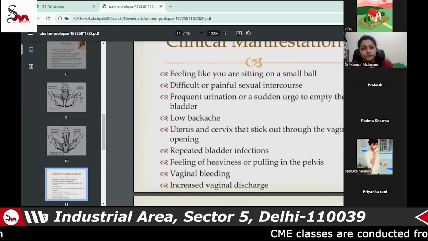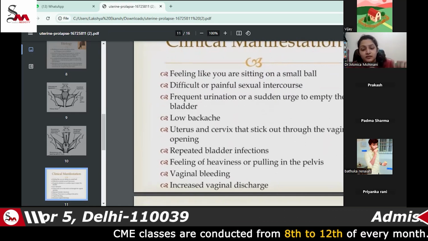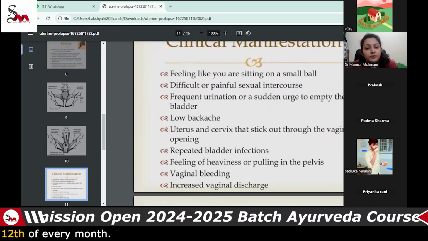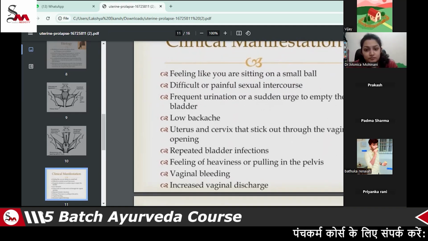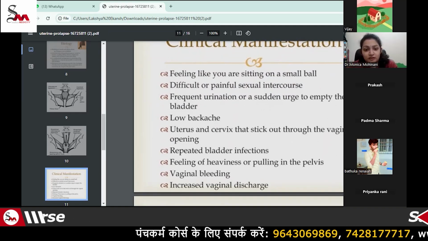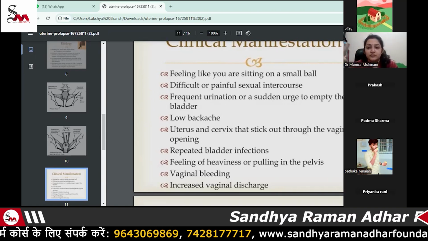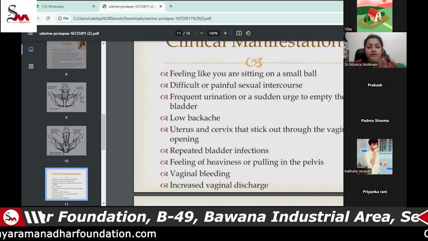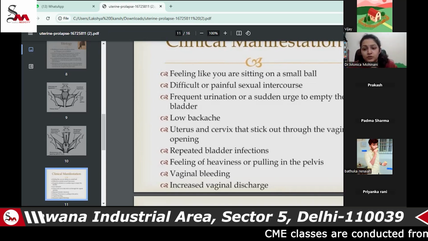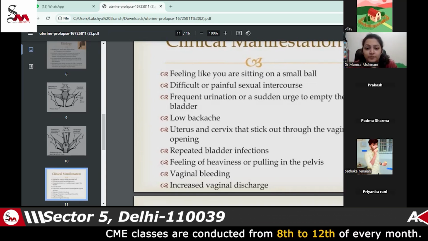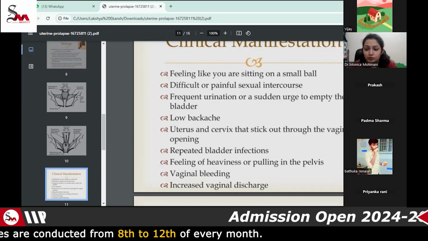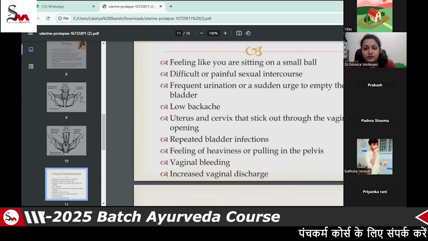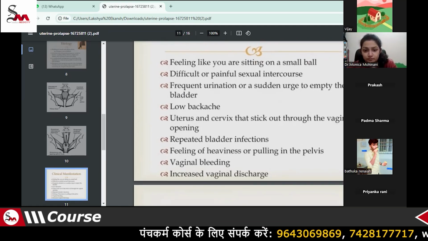Why is this so? Because of the pressure given by the cervix to the bladder. And low backache, because the ligaments are disturbed, sacrum and uterosacral ligaments are stretching, and due to that stretching, the uterus is coming down. And if some gap-like or cavity-like structure is formed at that place, it gives low backache. Uterus and cervix stick out through the vaginal opening, showing off the uterus or cervix through the vaginal opening. She can feel or see that.